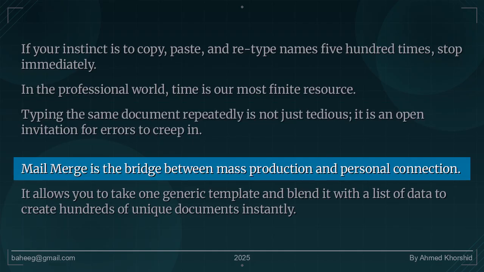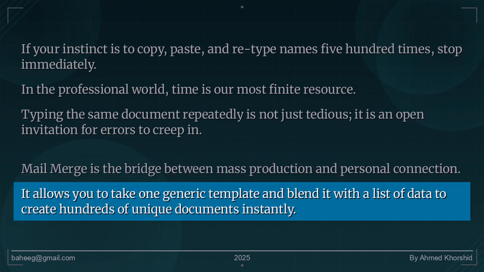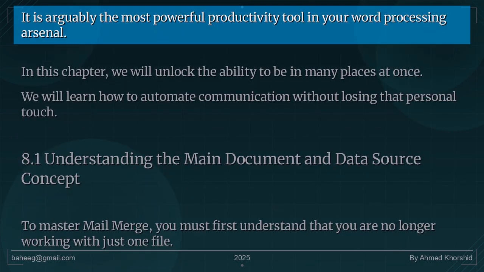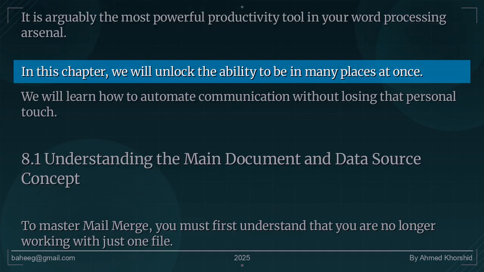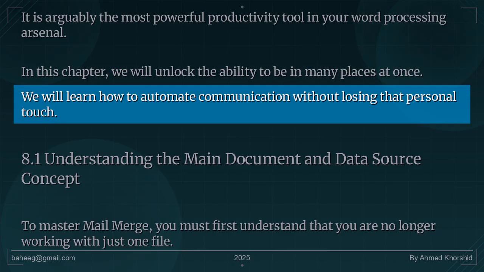Mail merge is the bridge between mass production and personal connection. It allows you to take one generic template and blend it with a list of data to create hundreds of unique documents instantly. It is arguably the most powerful productivity tool in your word processing arsenal. In this chapter, we will unlock the ability to be in many places at once. We will learn how to automate communication without losing that personal touch.